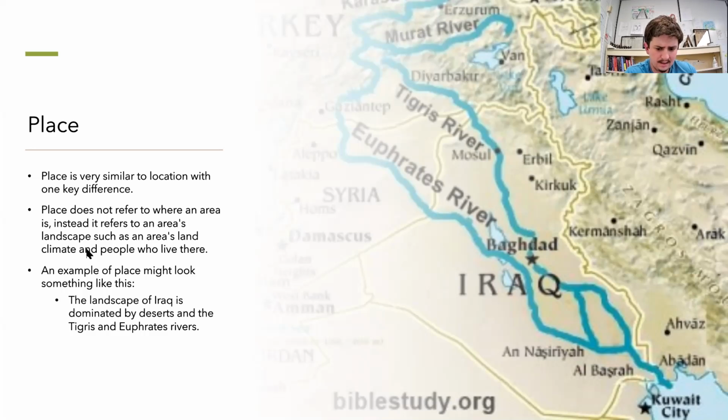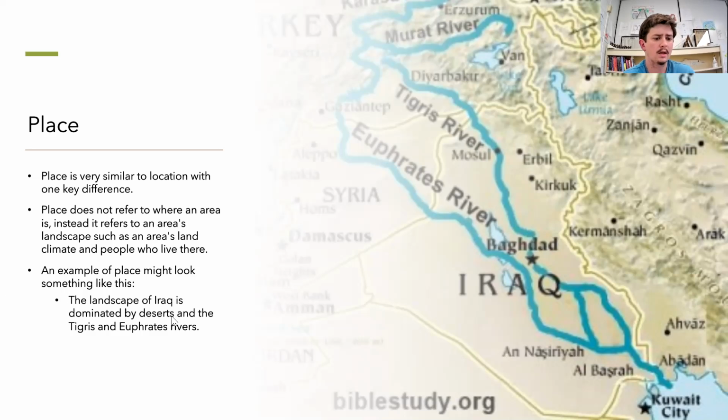So they're similar in that they're both talking about a location, but place looks at what is at that place. So like, what is it like? What is the climate like? What are the physical features like? So this can be a little confusing. If you need me to explain it better, I'm more than willing to help you understand this.